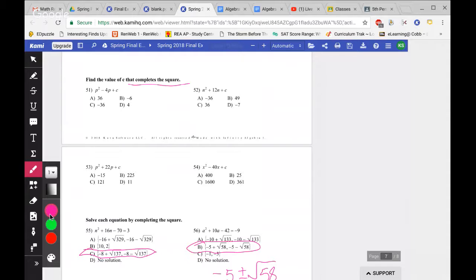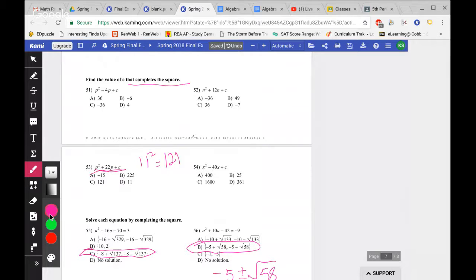I want to point out one thing on completing the square. Remember, it's half it, square it, add it. But I want to show you something. What's half of 22? 11. Yeah, you were right. Now, what's 11 squared? 121.